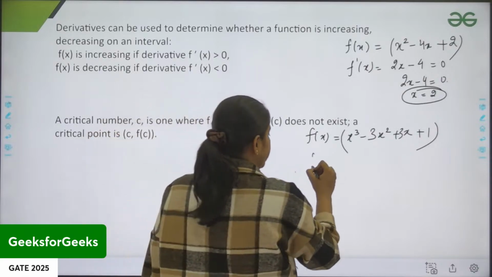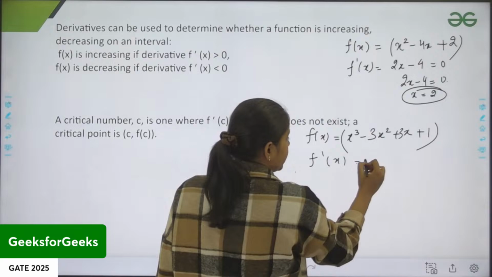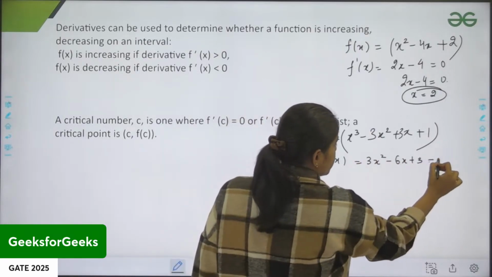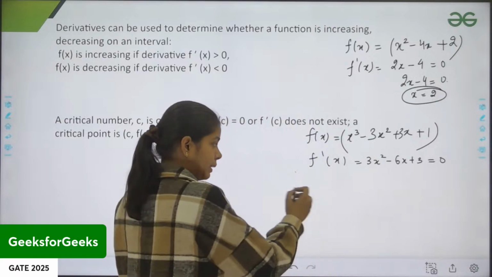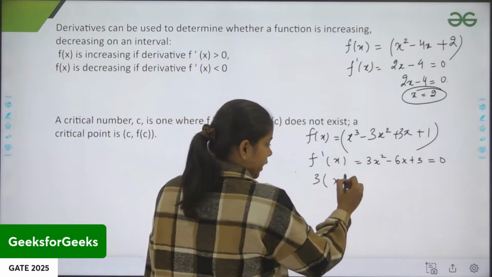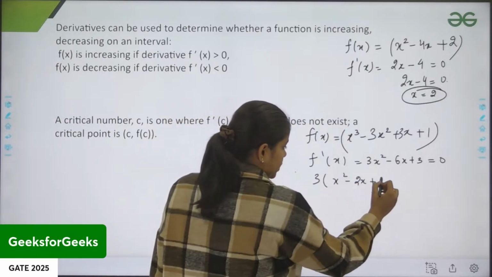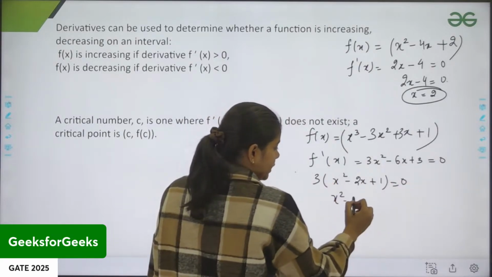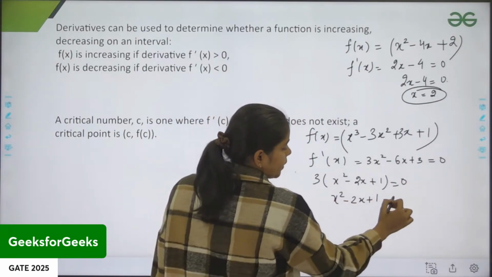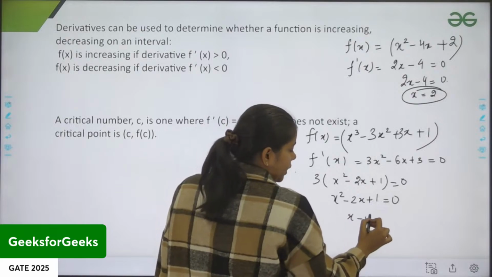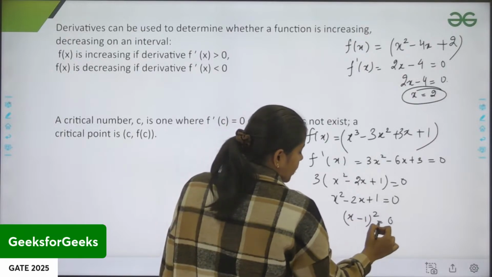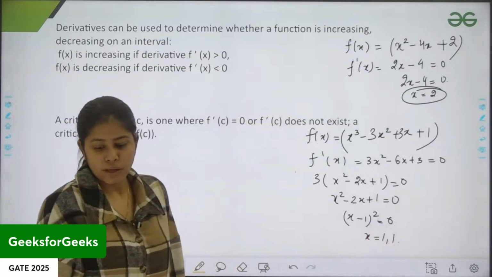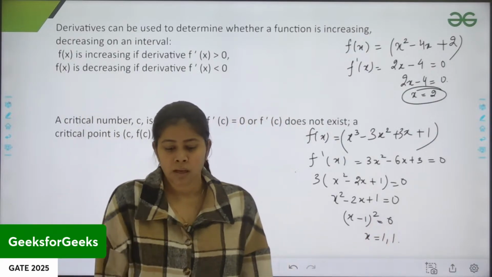Right. What would I do? I'll take f dash x. That would give me 3x square minus 6x plus 3 equals 0. I can take 3 common, so what would I be left with? x square minus 2x plus 1 equals 0, as 3 can go to the right hand side. And I can write this as (x minus 1) whole square equals 0. So x equals 1, 1 as a root. So I can say that 1 is a critical point here.